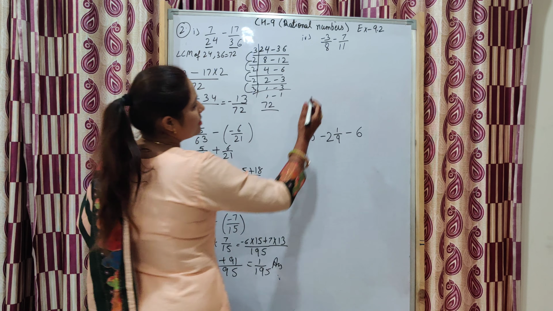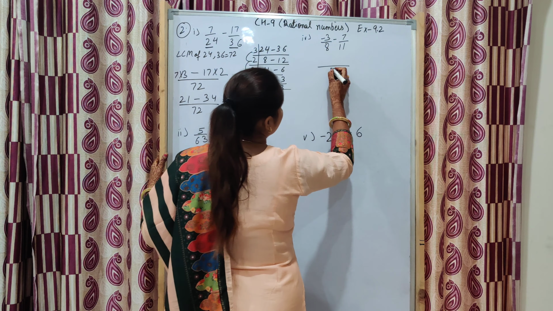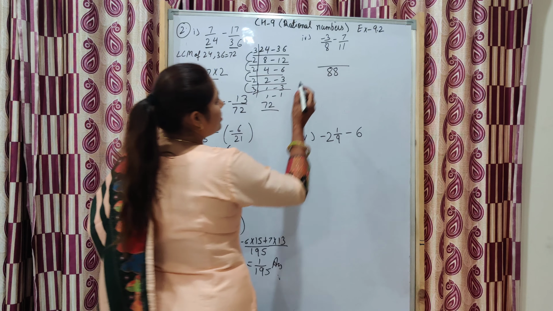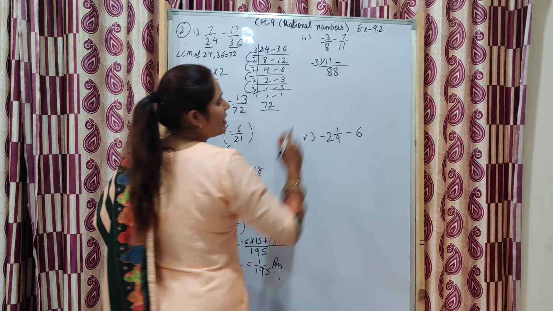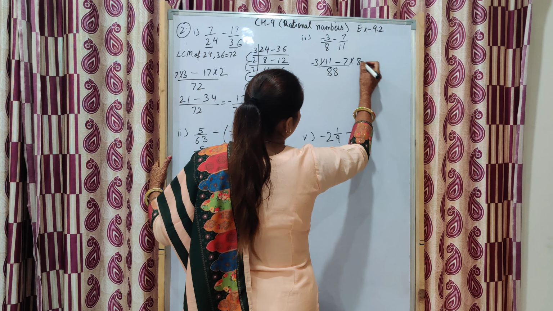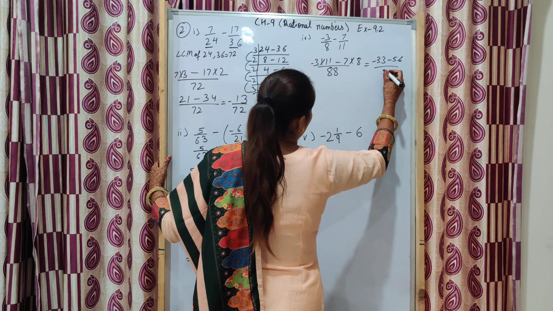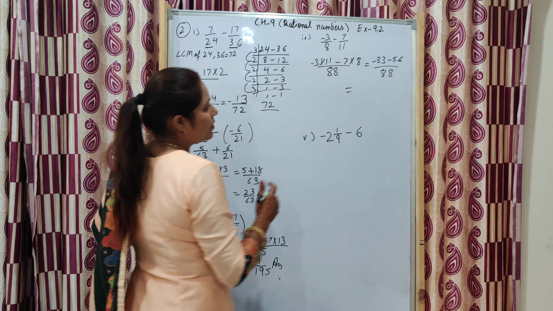Next, fourth part. Now take the LCM of 8 and 11, that is 88. Now 88 divided by 8, you will get 11. 11 into minus 3. Now 88 divided by 11, you will get 8. 8 multiply with 7. Minus 33 minus 56 upon 88. Now minus minus plus, but the sign is negative.